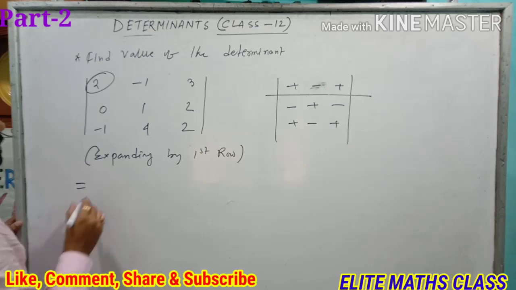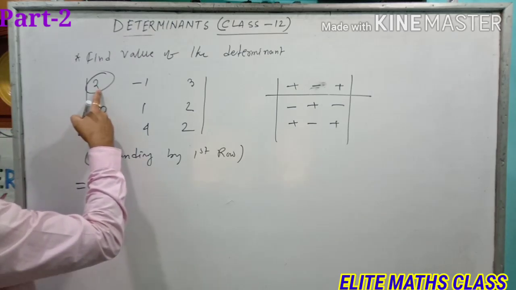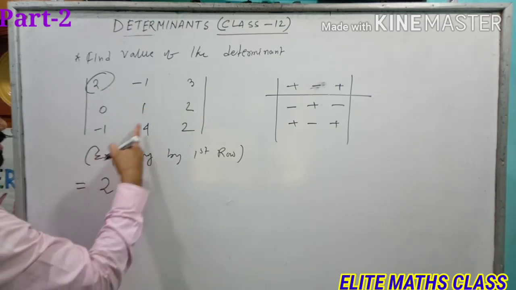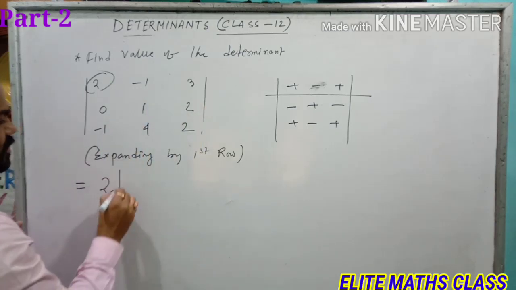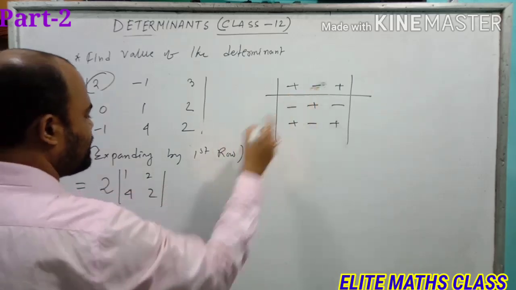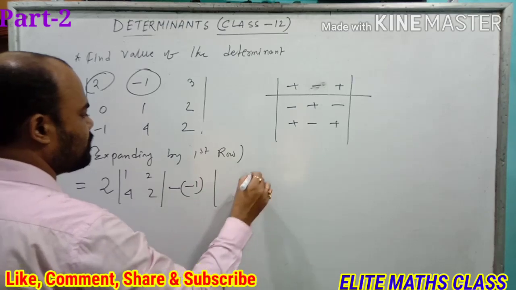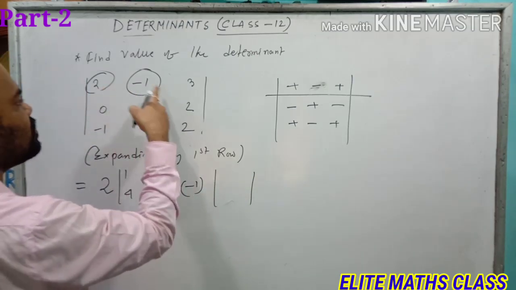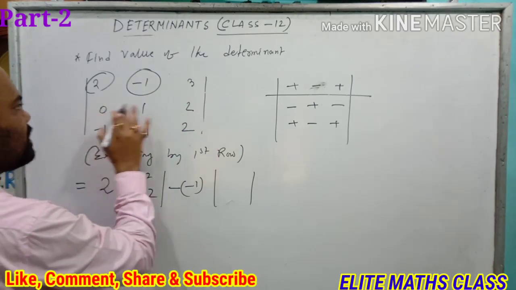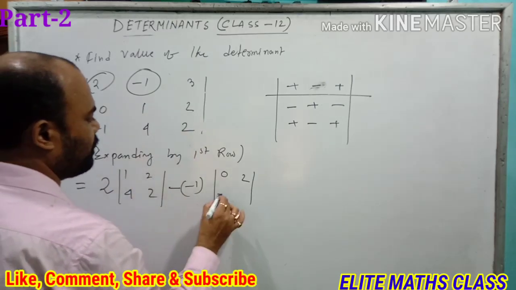See the first element, it is 2. The position of 2 is 1 1, that is first row first column. So you delete first row and first column, then what remains? These 4 elements. You write the 2 by 2 determinant 1 2 4 2. Then the sign is minus and this element is minus 1. Now the position of this element is first row second column. So you delete all the elements of first row and second column. What remains? These 4 elements. You write in a 2 by 2 determinant 0 2 minus 1 2.